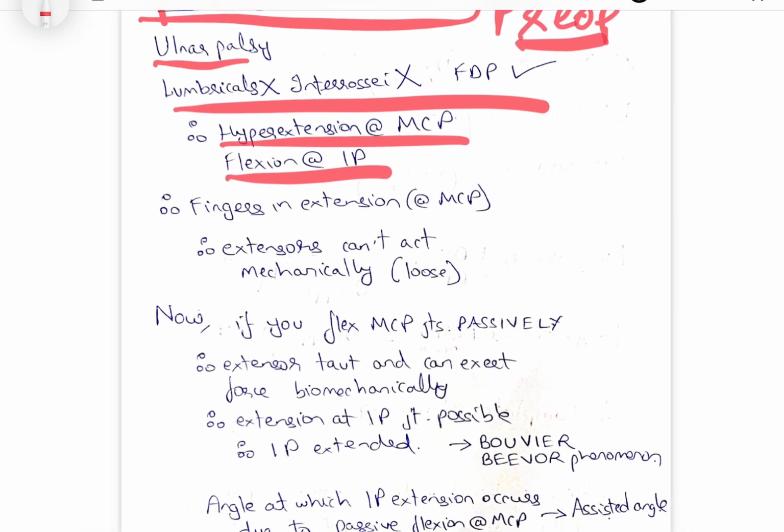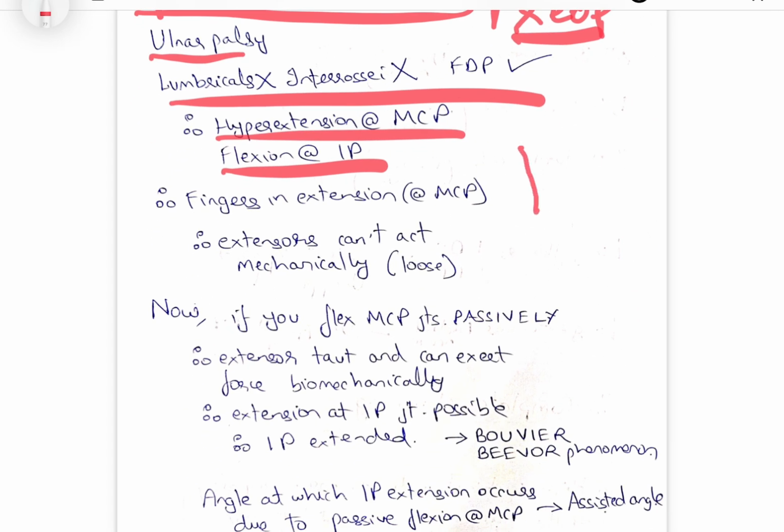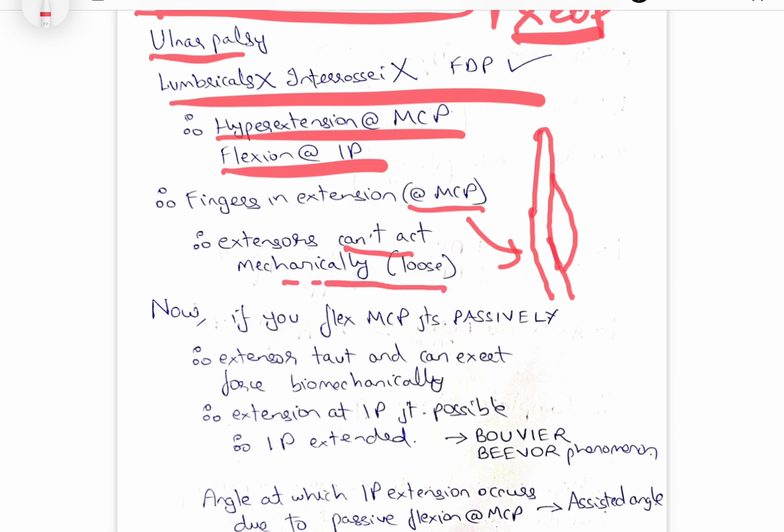Okay. So the fingers, now you understand this concept. Very interesting. Okay. So what happens is the fingers are in extension. Due to the fingers being in extension at the MCP joint, the extensors can't act mechanically because they are loose. Can you imagine the mechanism, the hinge mechanics? Okay, so whenever the finger is more in extension, the extensors are not taut, so they can't exert the force biomechanically because they are loose.